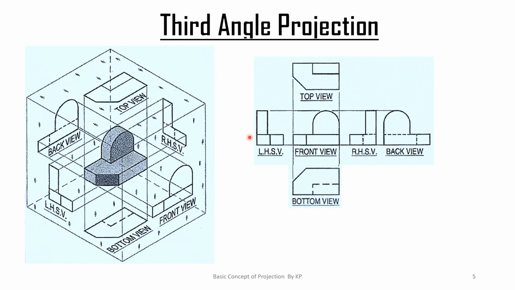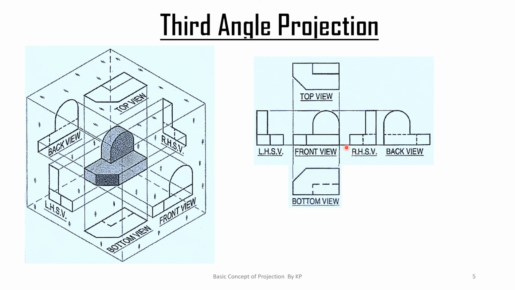When we are viewing from the left side, we get a left hand side view. When we are viewing from the right hand side, we get a right hand side view. So the left hand side view will be on the left of the front view, and the right hand side view will be on the right of the front view. Top will be on the top side, bottom on the bottom side, and front in the middle. The back side view will always be towards the right of the right hand side view in the case of third angle projection.